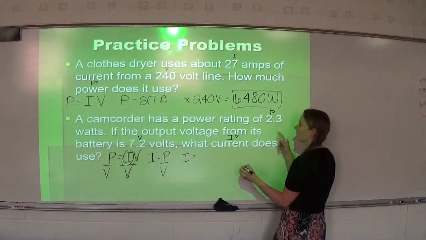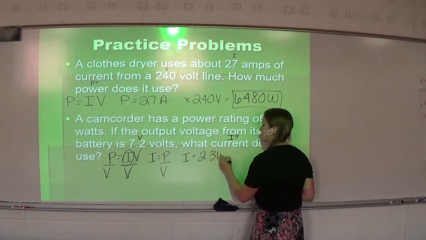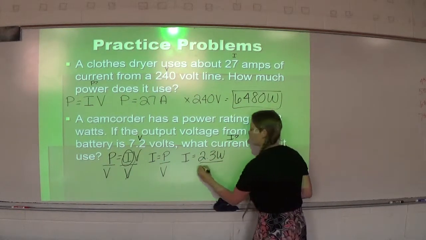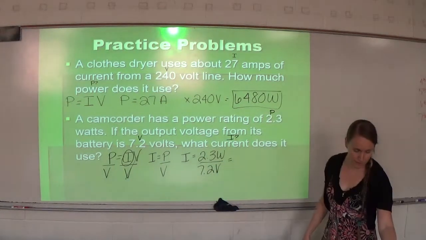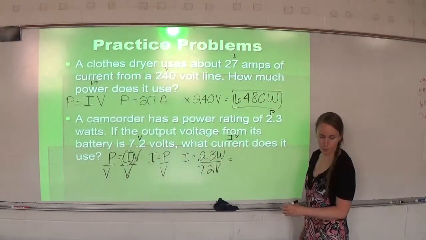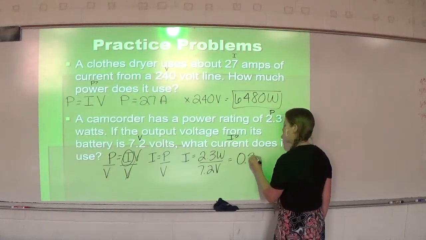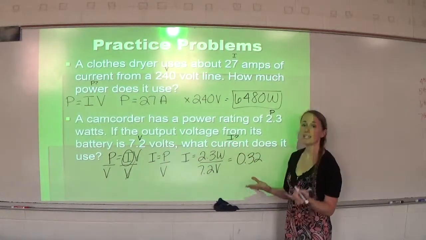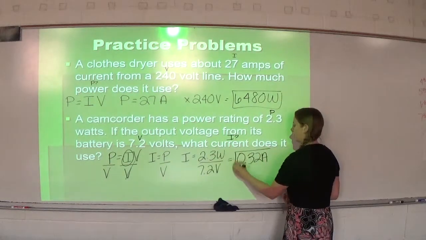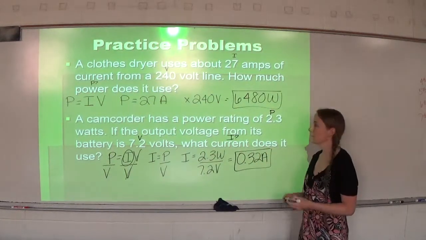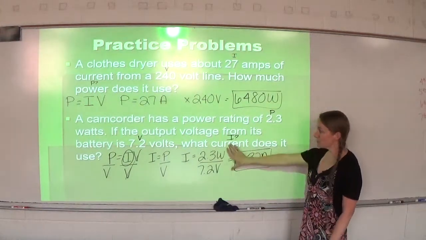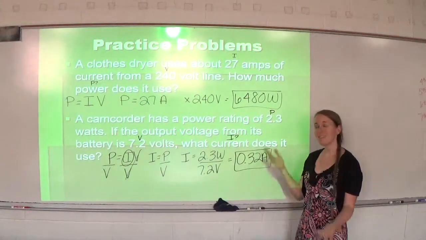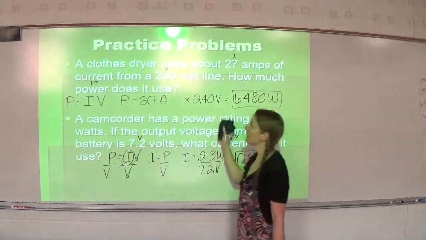So my power is 2.3 watts. My voltage is 7.2 volts. And so once I do 2.3 divided by 7.2, I got 0.32. And then my unit for current is amps, or ampere, which is just capital A. Alright, so hopefully you at least got one of those right. This one was a little trickier because you did have to rearrange, and then the units, like I said, are a little bit tricky on this type.